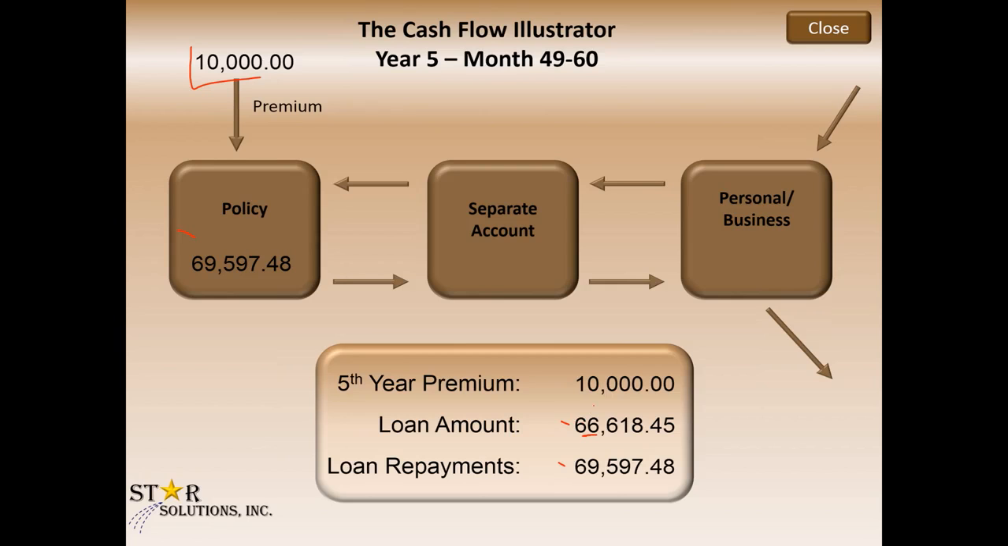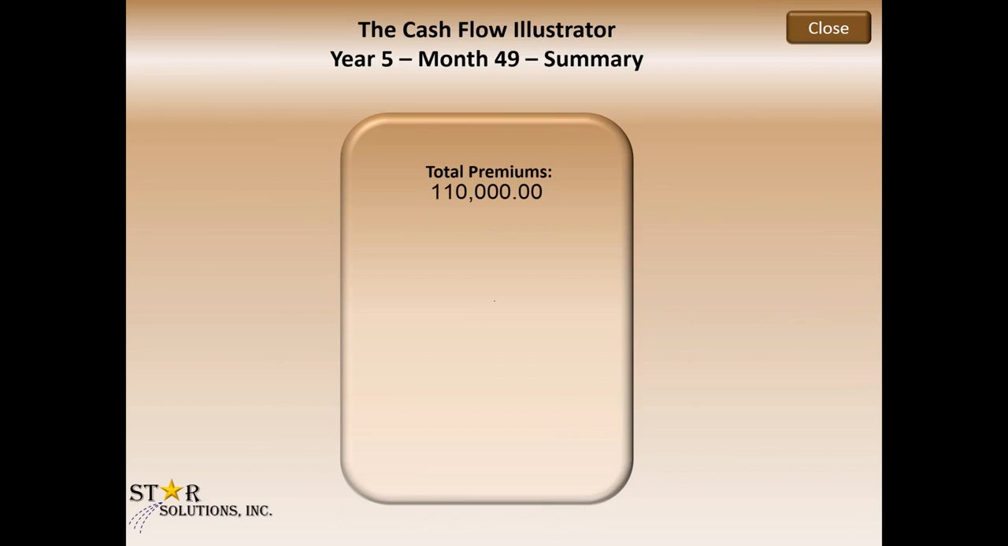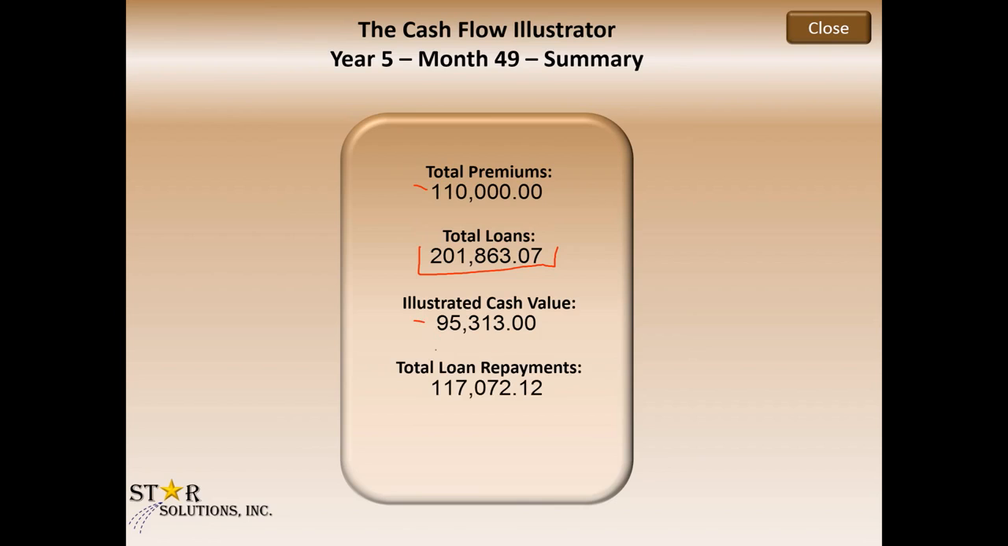But we also have to take into account everything that we've been buying with the loans that we took out. So we've paid 110,000 in premium. We've been able to have the use of $200,000 that we've used to purchase maybe business equipment, goods and services, all sorts of things. And we have the value that came from that. Illustrated cash value of the policy is 95,000 at this point. The total loan repayments have been 117 and zero available for loan.